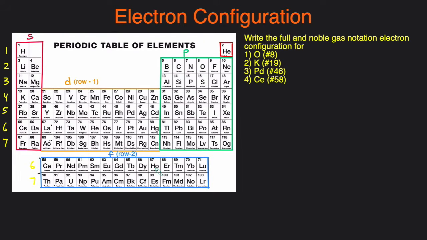The last block that we're going to talk about is the block down here, and this is the F block. The F block is going to be the row minus 2. This right here is actually part of the sixth row. You can take a look at the atomic numbers.